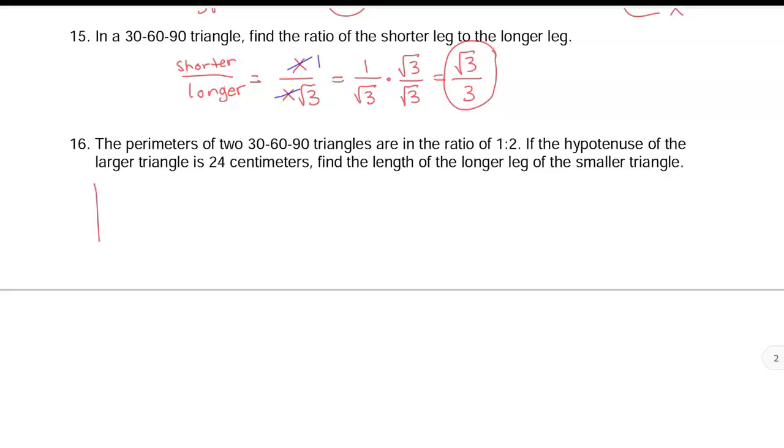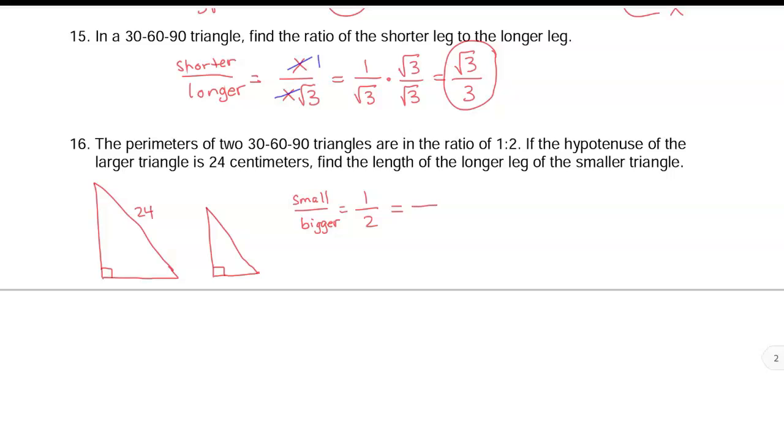And number 16, the perimeters of two 30-60-90 triangles are in the ratio of 1 to 2. So if you know anything about ratios, 1 to 2, that means one of the triangles is going to be like twice as big as the other one. So you got a big triangle and a little triangle. They're saying the hypotenuse of the larger triangle is 24, and the ratio of their perimeters is 1 to 2. So 1 to 2, that means the smaller triangle to the bigger triangle when we're talking about their perimeters. Smaller to bigger is 1 to 2.